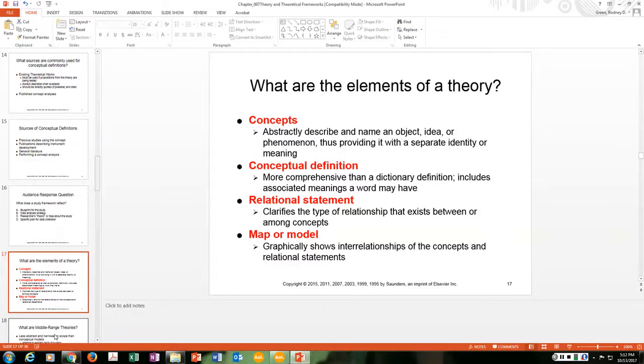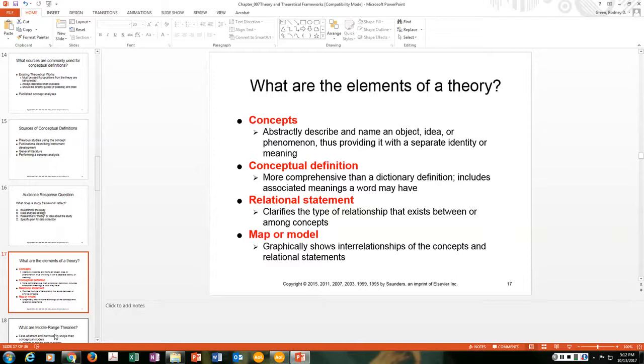What are the elements of theory? These are the four elements: concepts, conceptual definition, relational statements, and a conceptual map. So concepts, we said before, they abstractly describe and name an object, idea, or phenomenon, thus providing it with a separate identity or meaning.